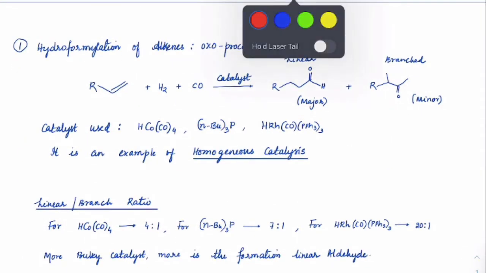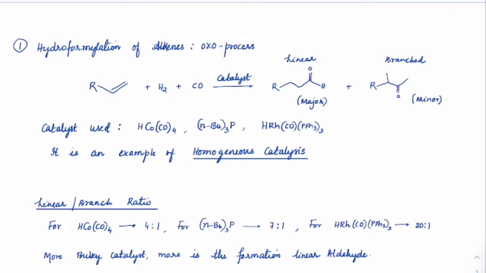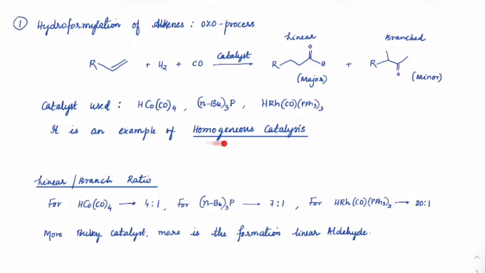When CO and H2 react in the presence of a catalyst, we can get a linear form or a branched form. Usually the linear form, which means the aldehyde, is major. The catalysts which you use are these. We can use this one, we can use this one. I'm not reading them out. This is used as the best homogeneous catalysis. All of them are in a similar phase here.